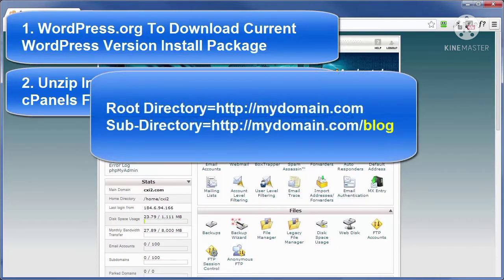Meaning, whenever you type in the URL to your WordPress site, is it going to be mydomain.com? Boom, there's your WordPress site. Or is it going to be in a subdirectory where you type in mydomain.com/blog? Either way you want to do it is totally fine because the installation process is exactly the same. It's just where are you going to upload these files to?